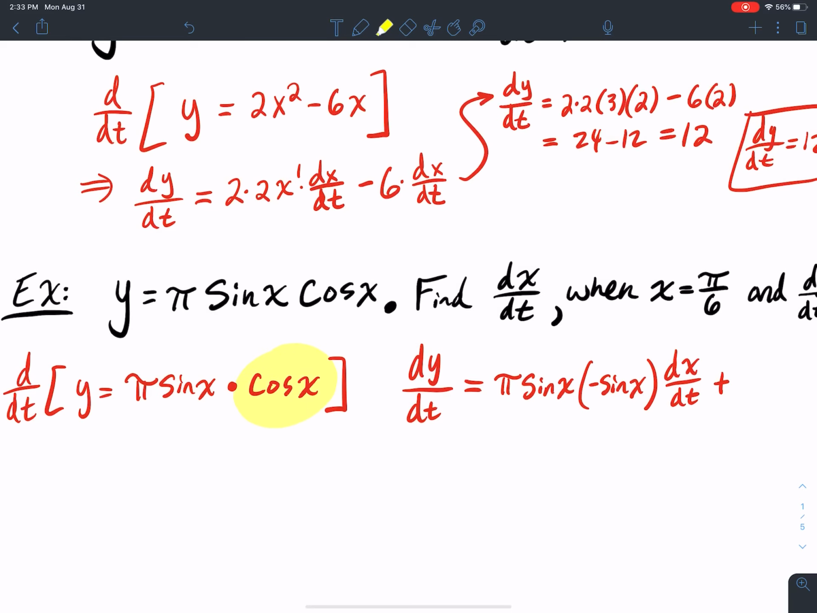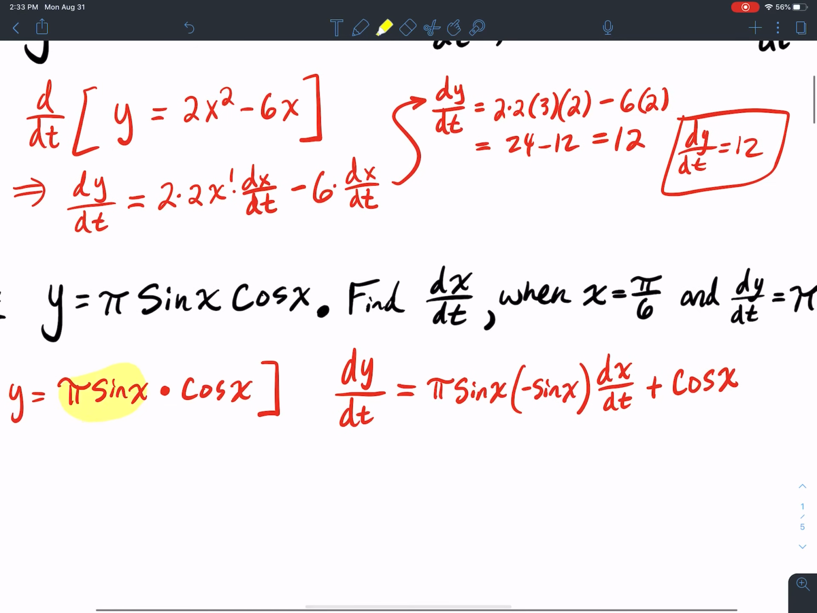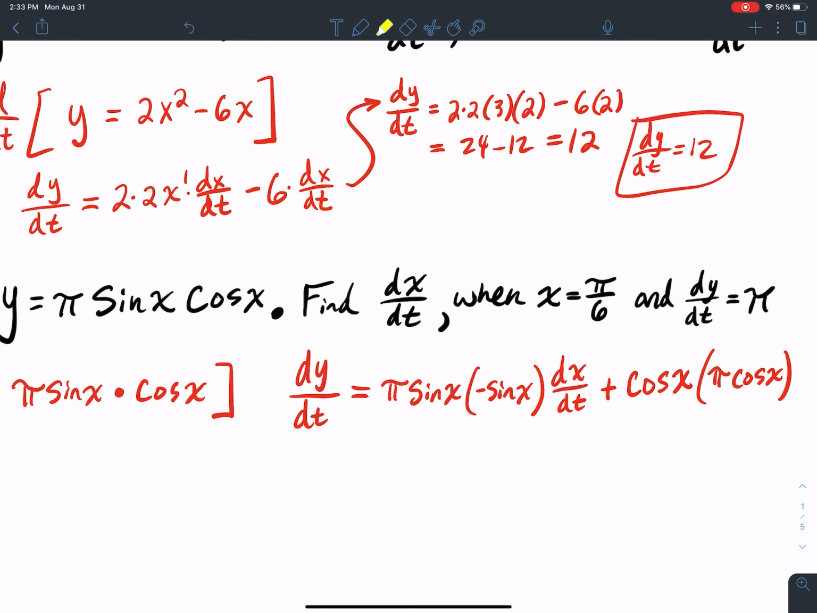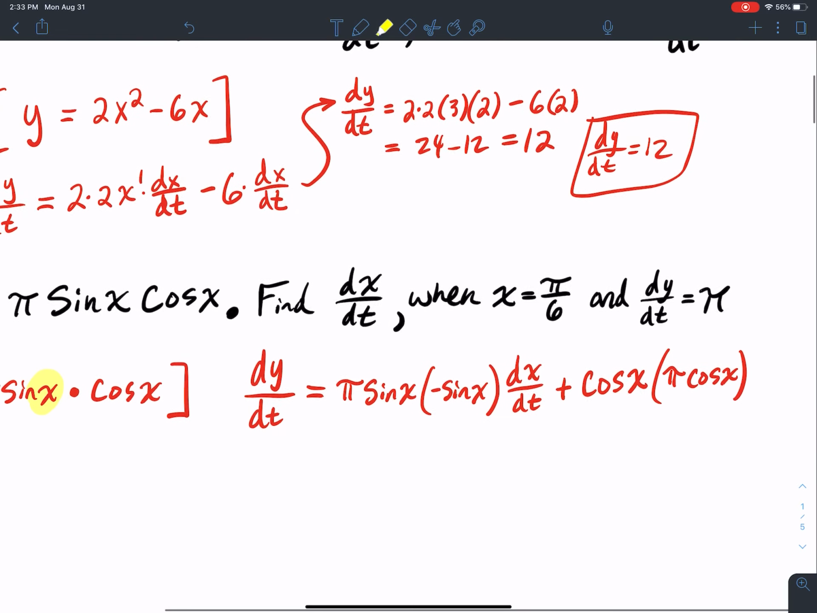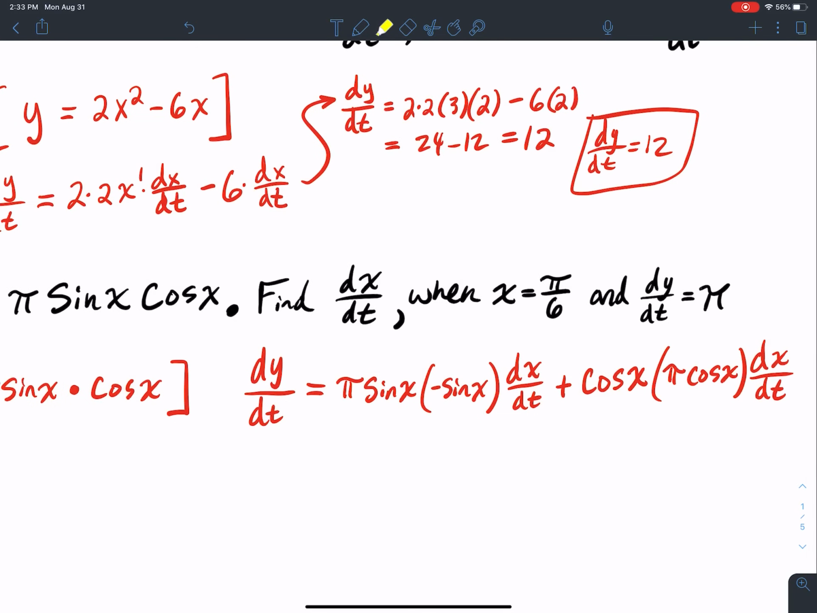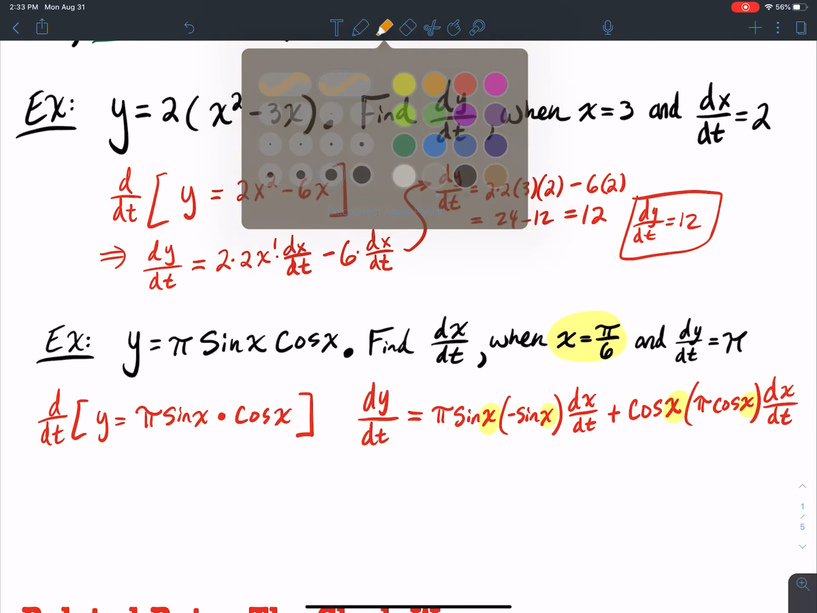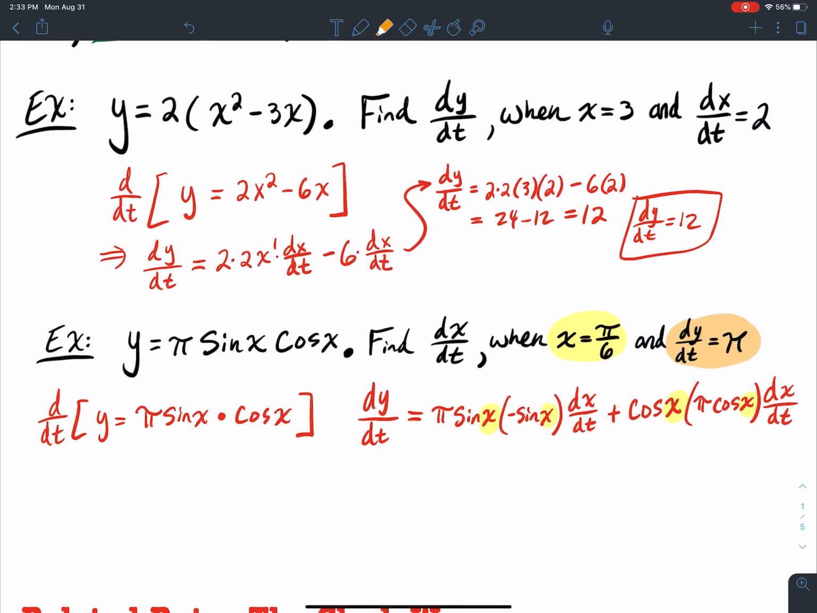Now plus the second, cosine x, times the derivative of the first. Well, the derivative of sine x is cosine of x, and then I have that pi constant out front, multiplied by the derivative of the stuff, which is dx/dt. Okay, so now I have my derivative here. I'm going to plug in my values. Everywhere I see an x, I'm going to plug in pi over 6. And everywhere I see a dy/dt, I'm going to plug in a pi. Okay? So let's do that.